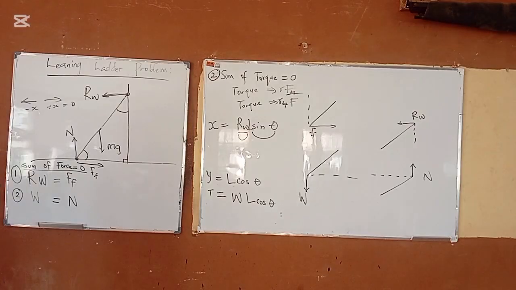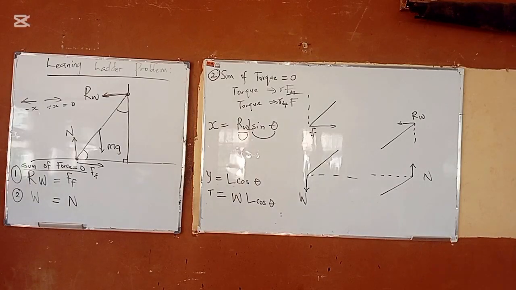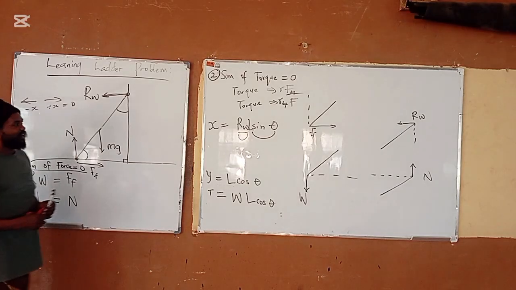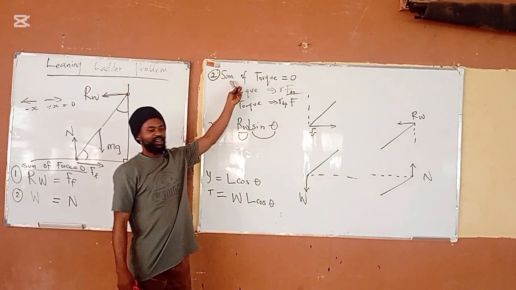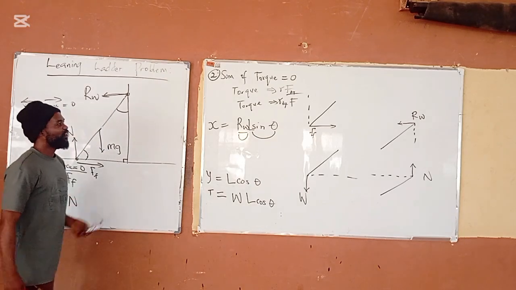Am I too fast? Yes. Did you understand? No. Okay. It's alright. It's alright. I should start from here. Okay, sum of torque equals 0. Okay, from here? Yes. Or from here? Okay.